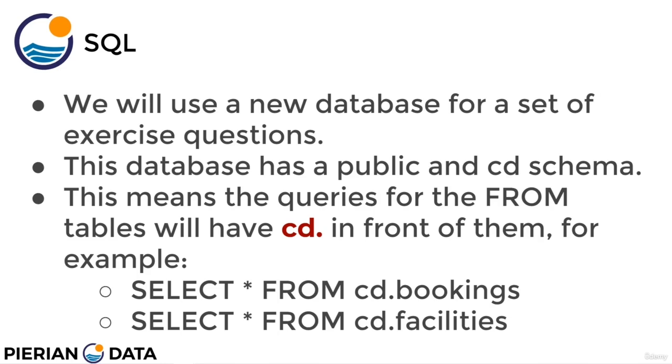of them. So there's two tables that you're going to be using. One is bookings and the other one is facilities. And so you'll be doing things like select everything from CD.bookings or select everything from CD.facilities instead of just writing from bookings or from facilities. And we'll give you a quick little tour of the actual schema and tables after we're done restoring.